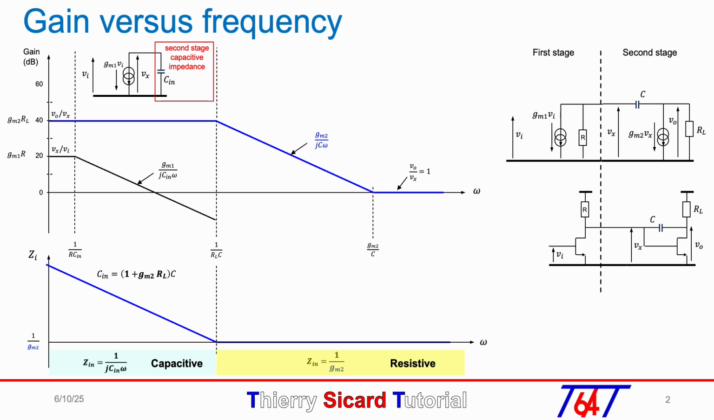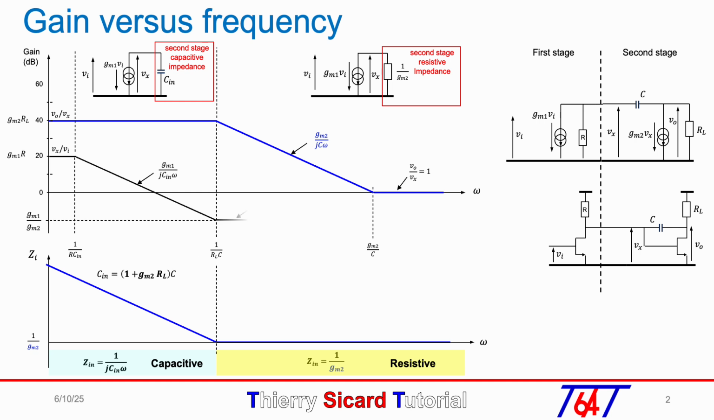This gain decreases until we reach the angular frequency 1 over RLC. At this angular frequency, the input impedance of the second stage becomes resistive with an impedance equal to 1 over GM2. Then we have again a constant gain equal to GM1 times 1 over GM2.